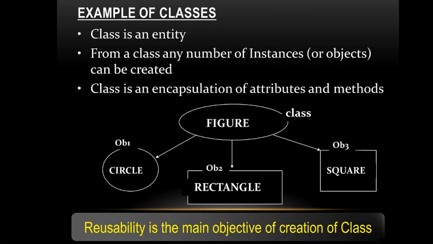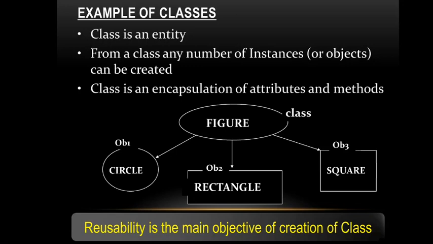Class is an encapsulation of attributes and methods. That means in a class, there are attributes or the properties of the class, which are also known as the variables, and some methods. Methods means, as I have told you, a method is nothing but a function. A method performs a specific task.